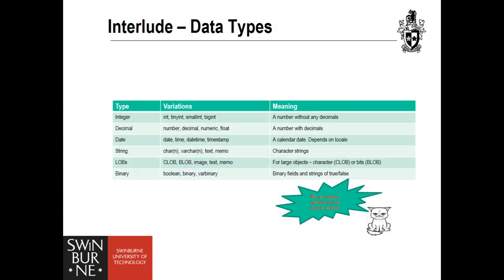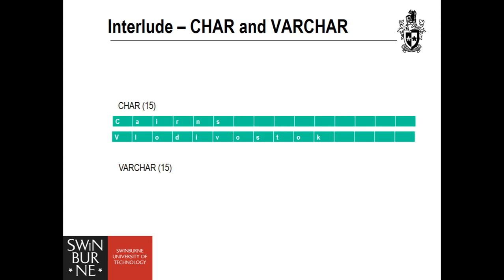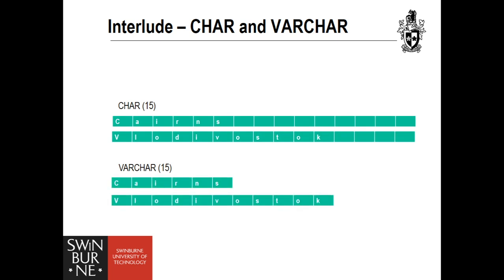Data types. So this is an example of the data types. Currently we have here integer, decimal, date, string, LOB, and binary. Char and varchar are considered as data types also, but the difference between char and varchar is like this. If we want to save storage, we should prefer varchar. This is a trick.